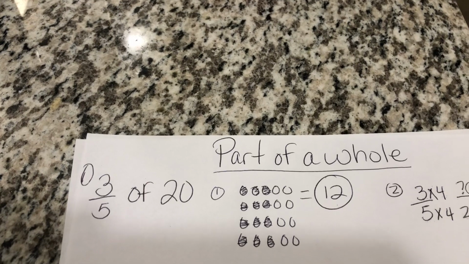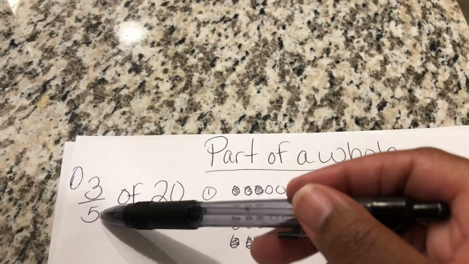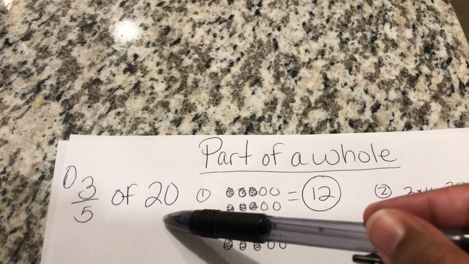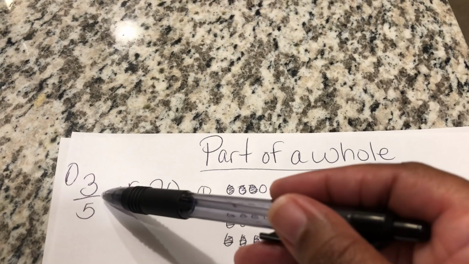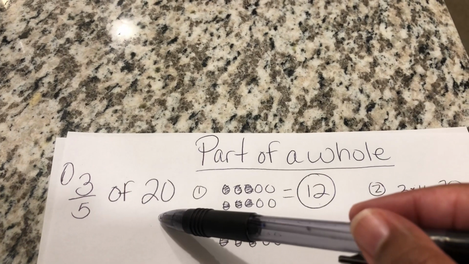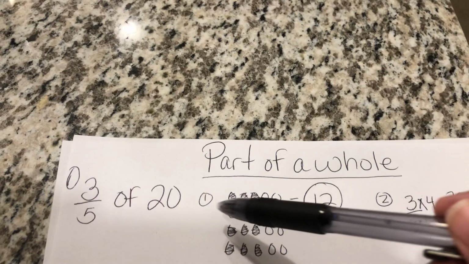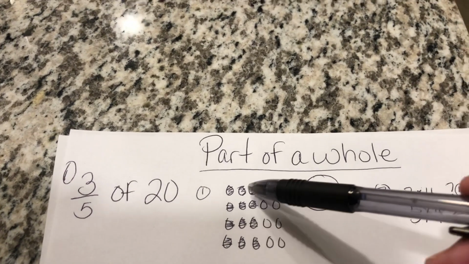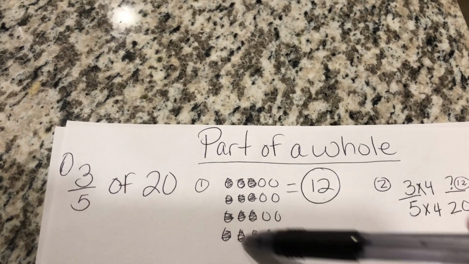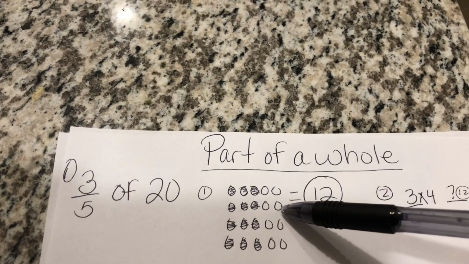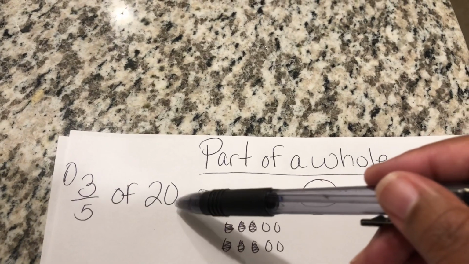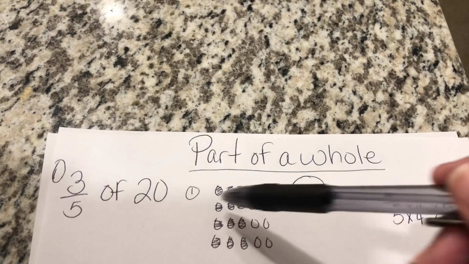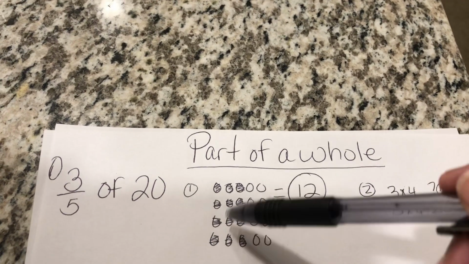So let's look at problem 1. Here it is, 3/5 of 20. Okay, I am now going to figure out how to find 3/5 of 20. The first technique I decided to show you is a visual. I have 20 circles here. Why do I have 20 circles? Because I have 20 parts, or 20/5. That is how many I have all together.